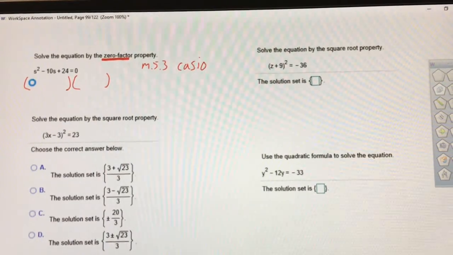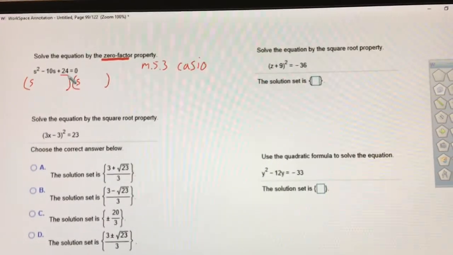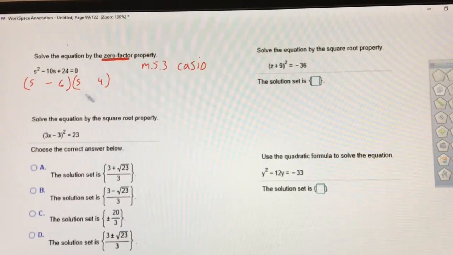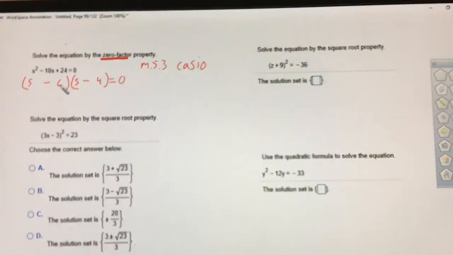So that would be s times s equals s squared. And then what times what equals 24? That's going to be 6 times 4 equals 24. And then, the 6 is bigger than the 4, so that automatically gets the negative sign. And to figure out, it's got to be negative 10. So that's going to be a negative 4. And using the ZPP, the zero factor, s would equal positive 6 or 4.